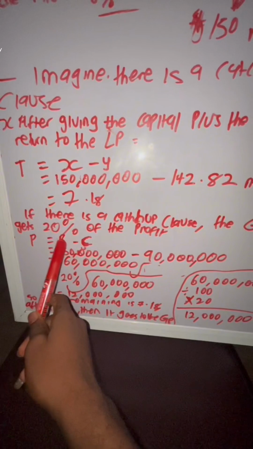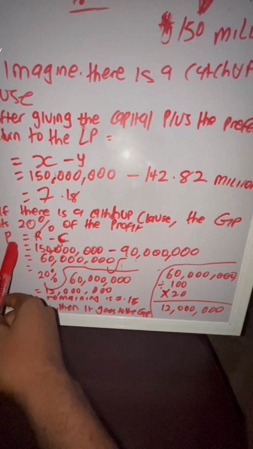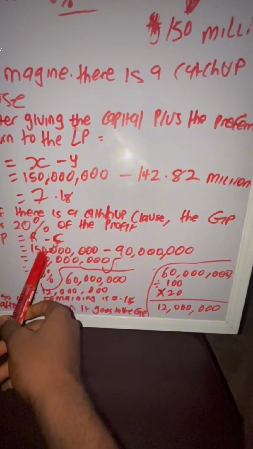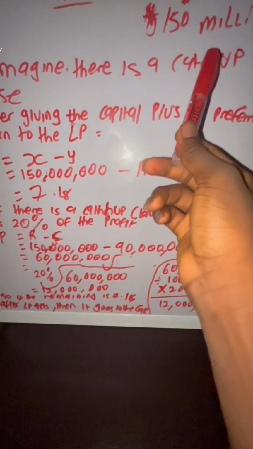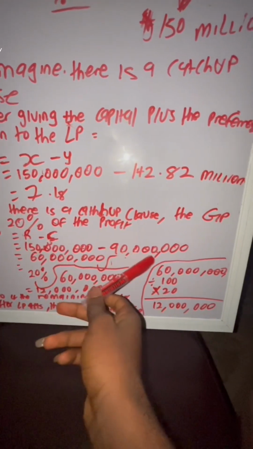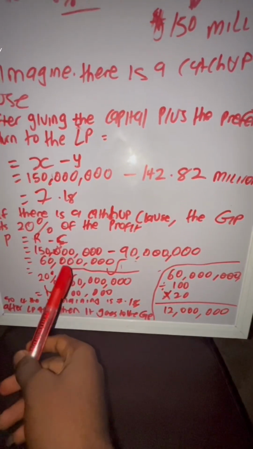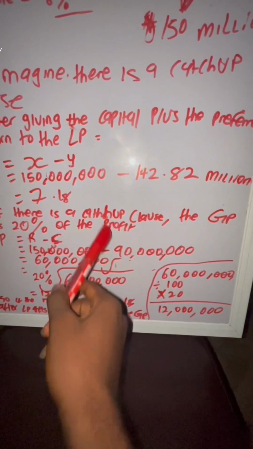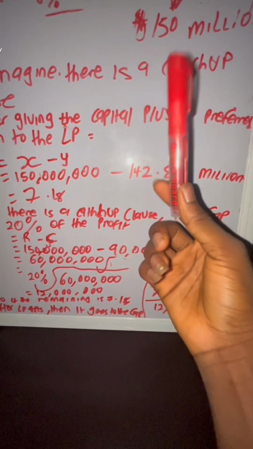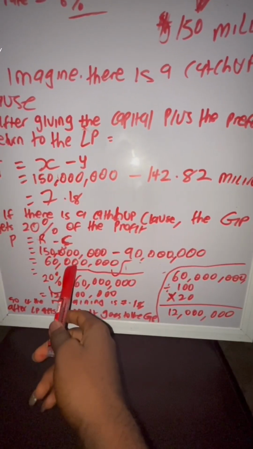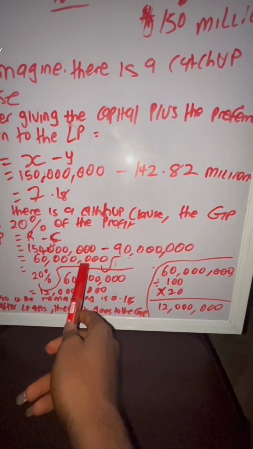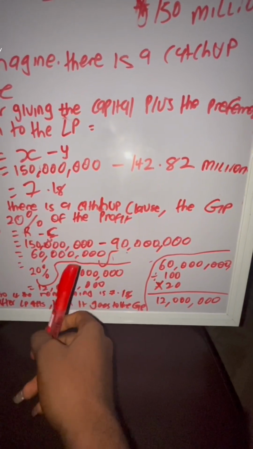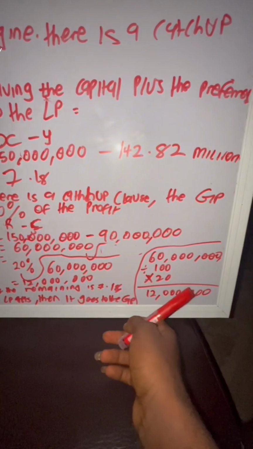So this is it. Profit is equal to return minus capital. 150 million is the return, which is the distribution after 6 years. Then this is 90 million, which is the capital from the LP. Subtracting this from this, you get 60 million. So to calculate the 20% for the GP for the catch-up clause, you have to get the 20% of this, which is their agreed preferred share.